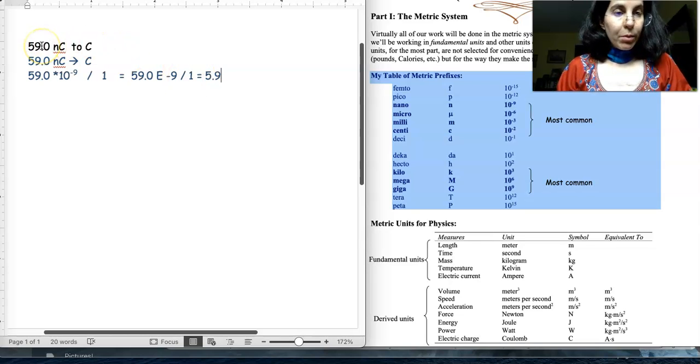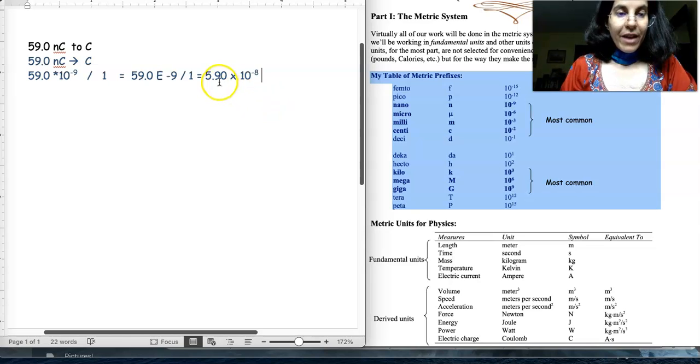Wait, there's a decimal place. That means somebody had decent equipment and they made a very good measurement. Make sure you know how good their measurement is. 5.90 times 10 to the negative 8th, full coulombs. That's ready to go in the formula with Coulomb's law because it's in base metric units.